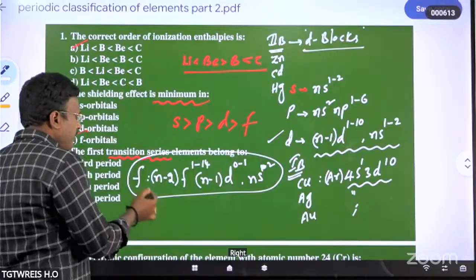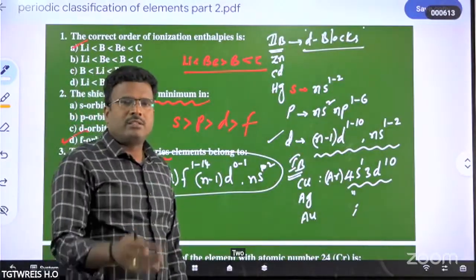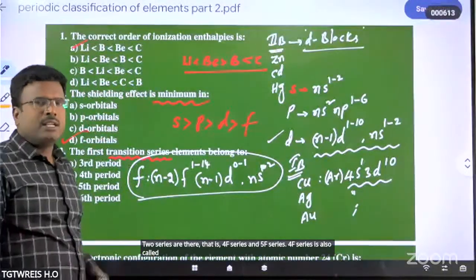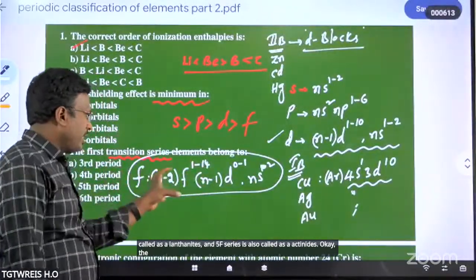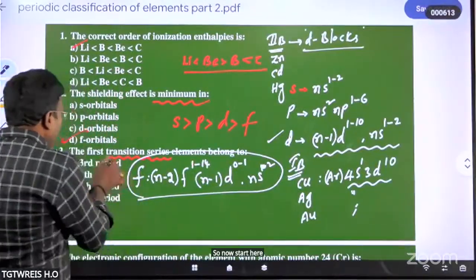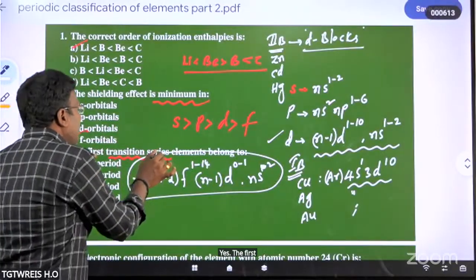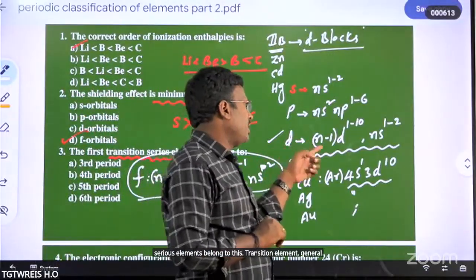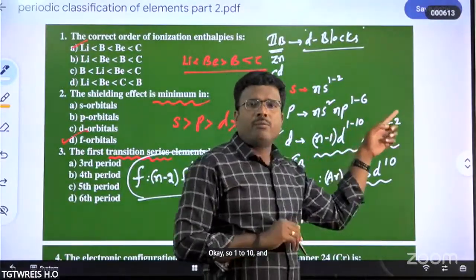The next one is the F block. Again, two series are there: the 4f series and the 5f series. The 4f series is also called the lanthanides, and the 5f series is called the actinides. The general configuration of these F block elements is very, very important. Now start here with the transition elements. The first transition series belongs to this. The transition element general configuration is n minus 1 d 1 to 10 and ns 1 to 2.